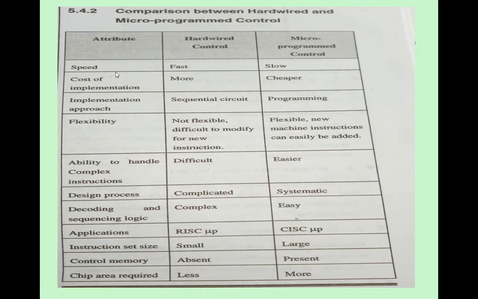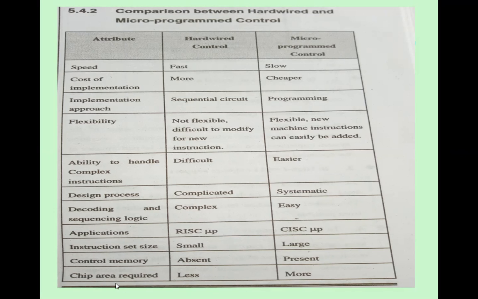Instruction set size: it is small in hardwired, but larger in the microprogram control unit because you have to translate your instruction into multiple microinstructions. So here it is large. Control memory: in hardwired it is absent because there is no program, and you need not load your instruction into memory. But in microprogram it is present. The memory is present over there.